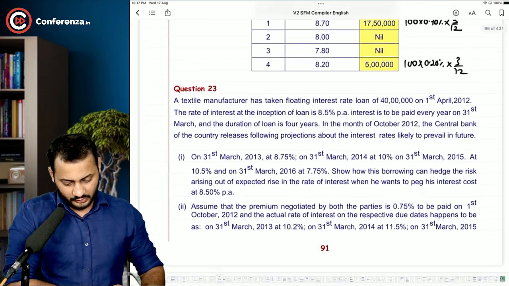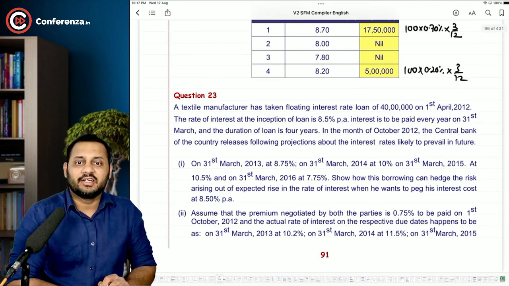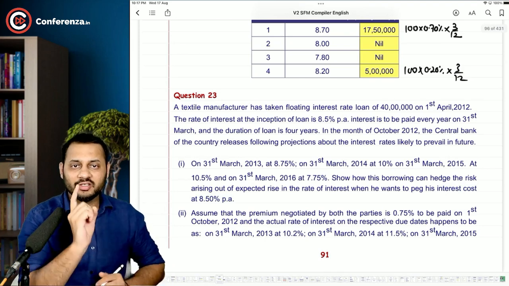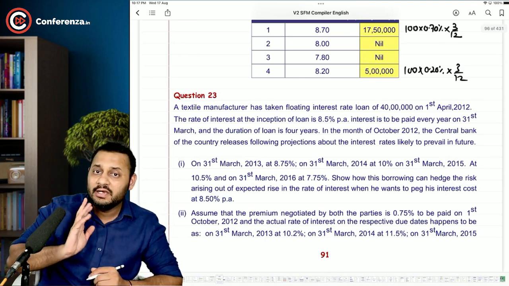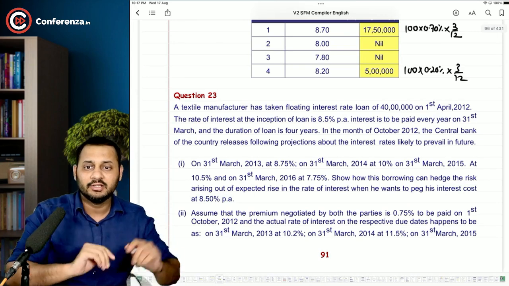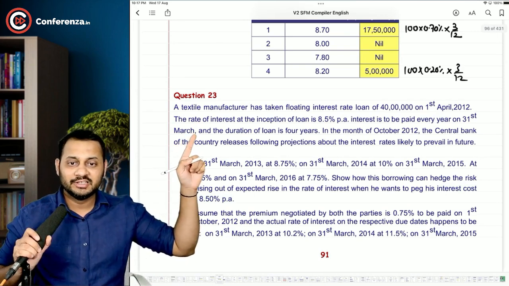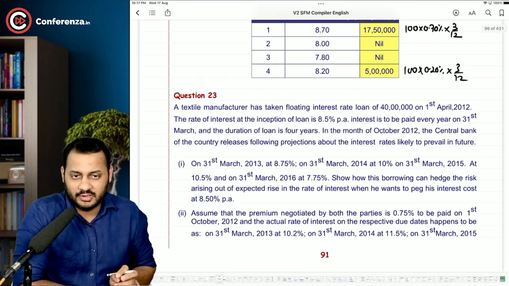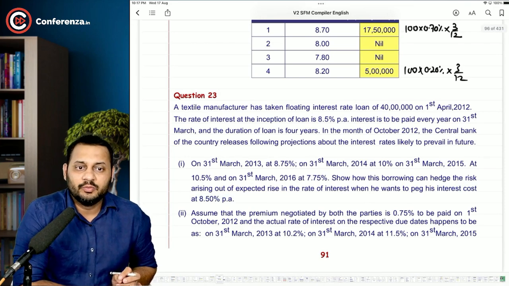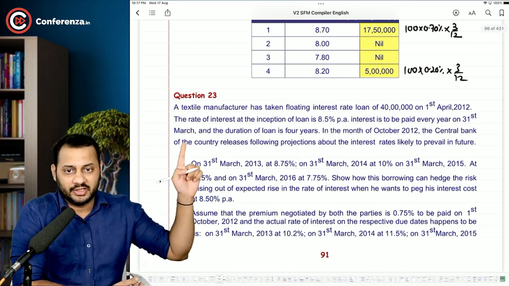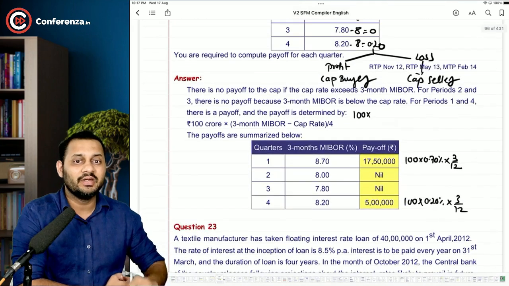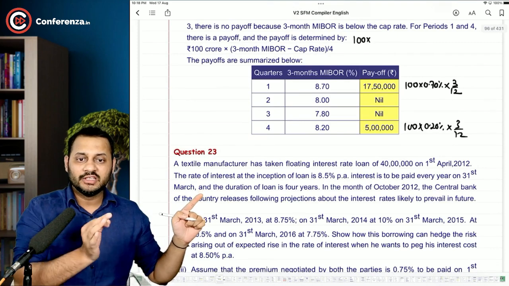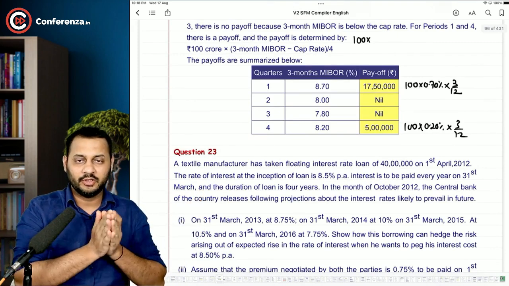Question number 23. A textile manufacturer has taken a floating interest rate loan of 40 lakhs on 1st April 2012. The rate of interest at the inception of the loan, at the start of the loan, was 8.5% per annum. Interest is to be paid every year on 31st March. Annual interest, unlike the previous question which had quarterly interest. And the duration of the loan is 4 years from 1st April 2012.